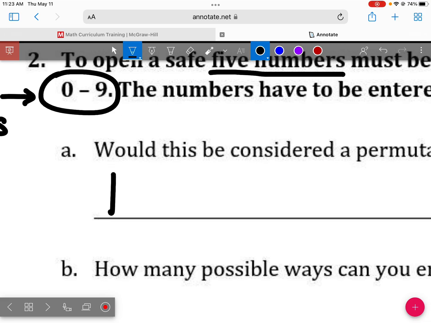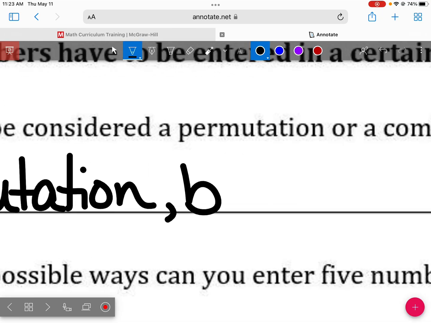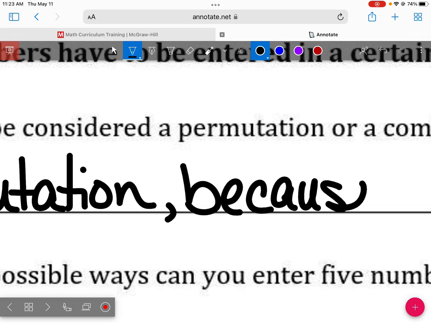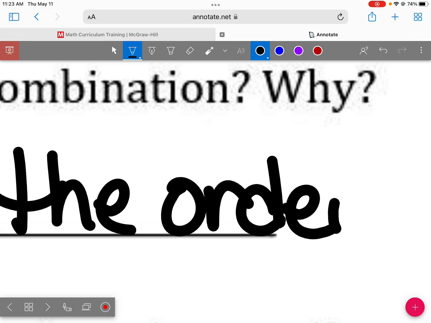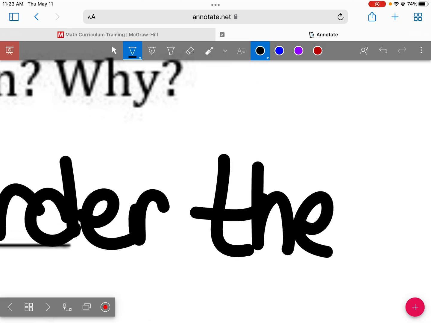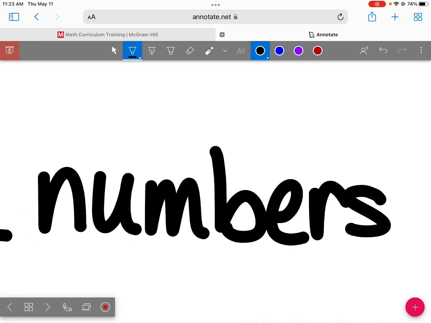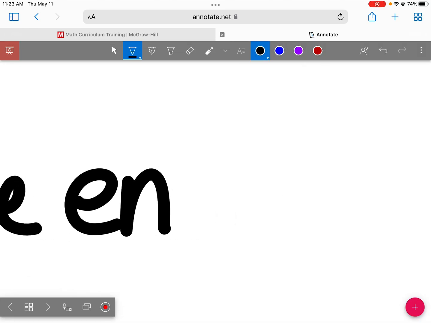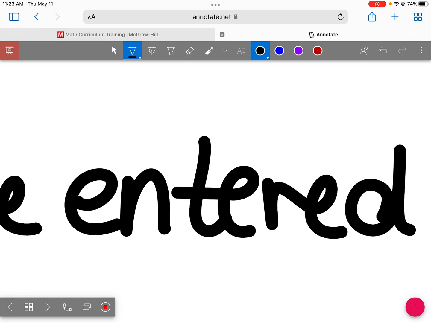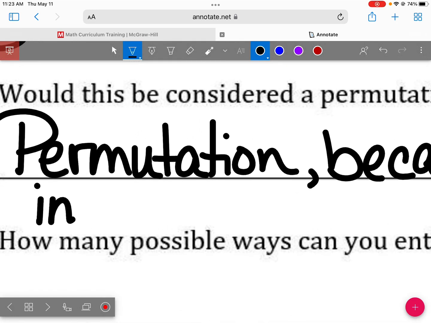So we would consider this to be a combination or a permutation? Permutation. Why? This is a permutation, because the order the numbers are entered in matters.